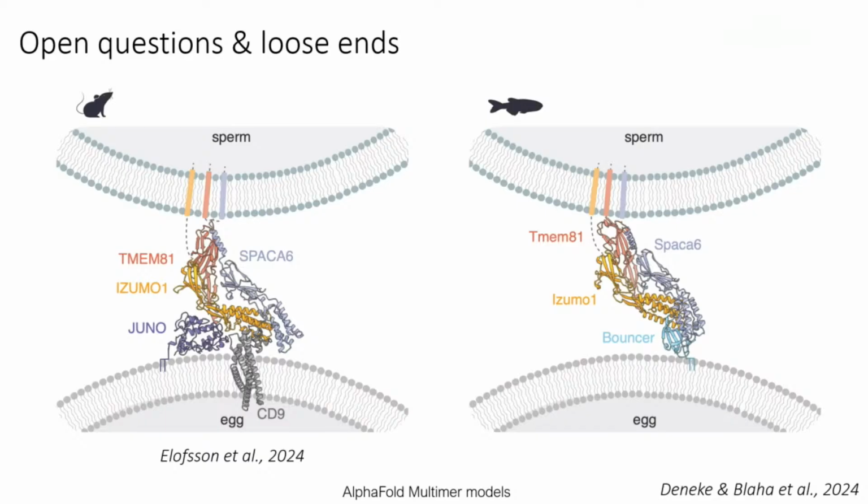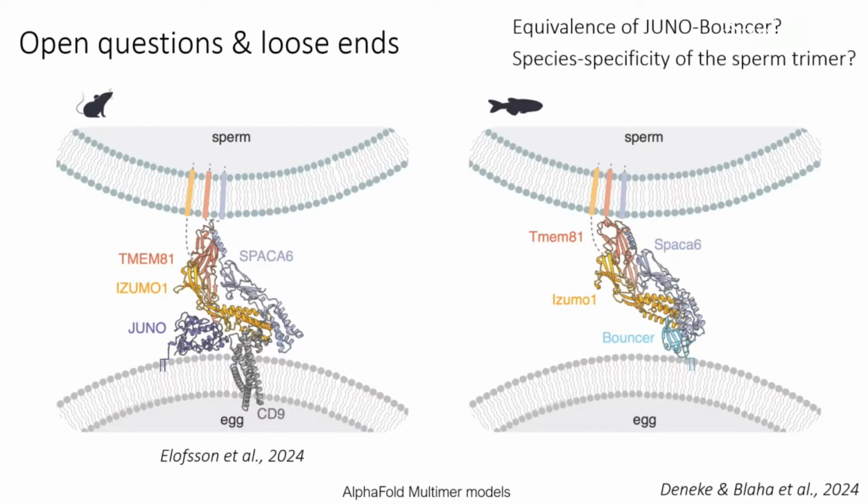So I told you where we are right now. But of course, the story doesn't end here, and you might have many questions in your own head by now, and I'm happy to discuss further. So one is, of course, this equivalence between Juno and Bouncer. Evolutionarily, I mentioned there's nothing similar, structurally completely different, but we predict that functionally they might have a similar role. There might just be an attachment point for the sperm trimer to bring these two membranes to adhere to each other. So that's a prediction that we have.